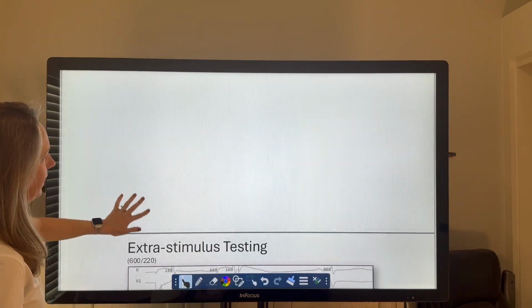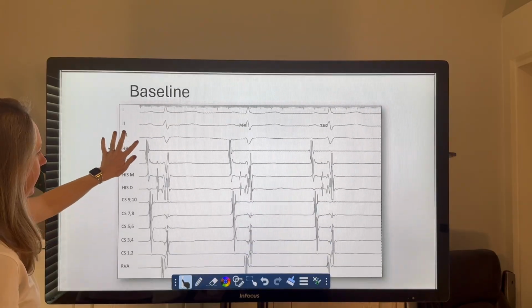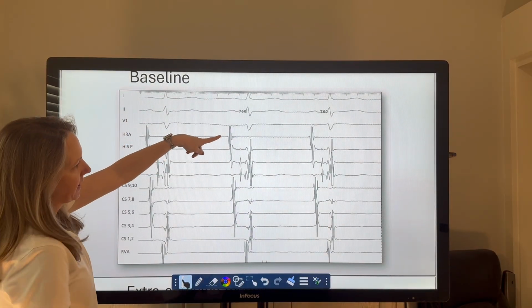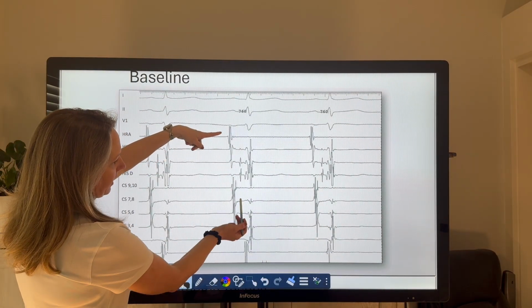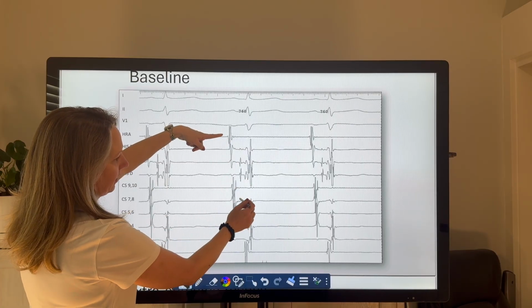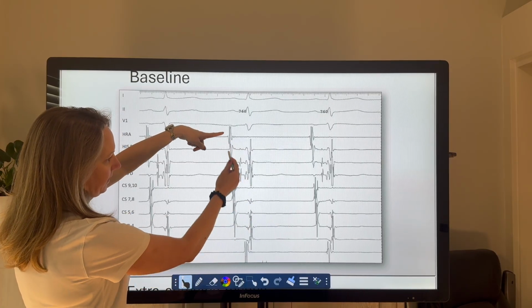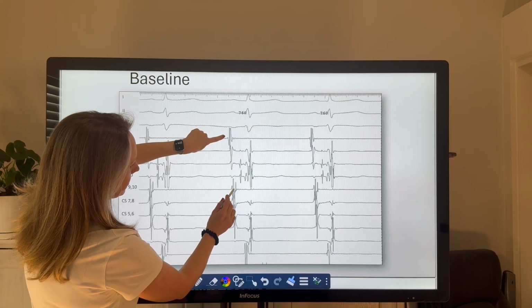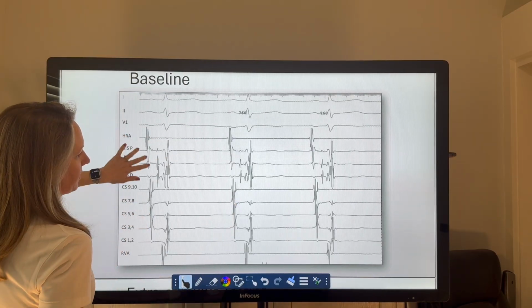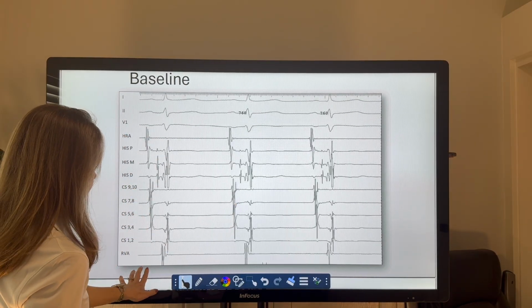All right, one more. There, we're keeping up. Remember, here's our HRA, here's our CS, high to low, right to left, okay? Notice how this HRA is before the atrial signal on the coronary sinus.